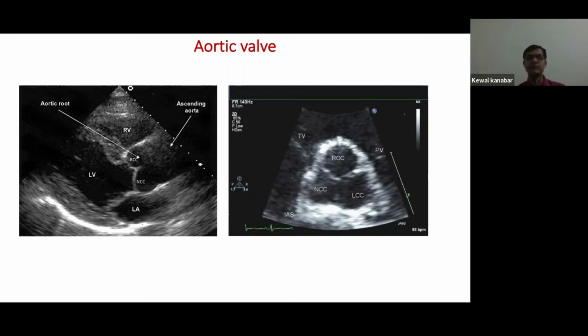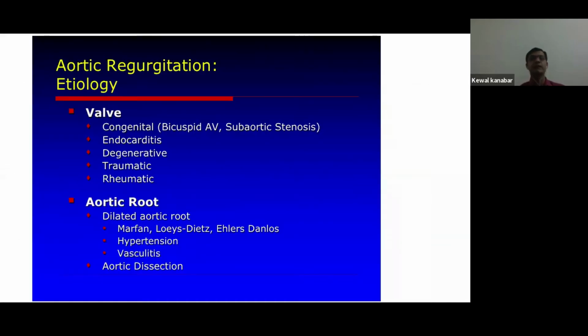A detailed assessment of the morphology of the aortic valve is important for the assessment of the degree of aortic regurgitation. Now, aortic regurgitation can either be a valvular problem or it could be a root problem. What is more common now is aortic root problem.